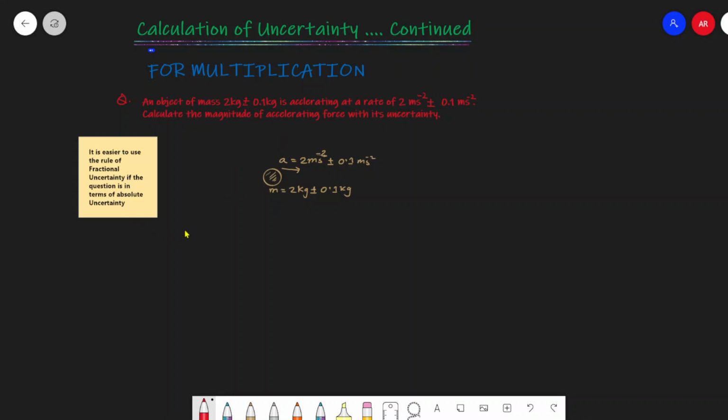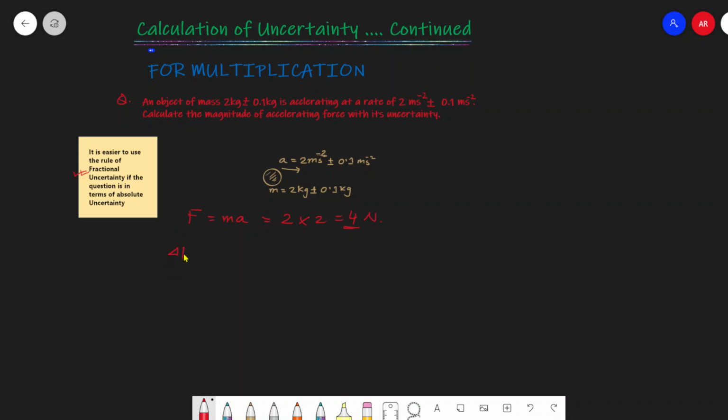So while calculating the accelerating force, as we know, the force is just F equals ma, Newton's second law. So 2 times 2 is 4 Newton. It is as simple as that. We are going to find out the uncertainty of this force, and we are making use of fractional uncertainty. What is that fractional uncertainty?